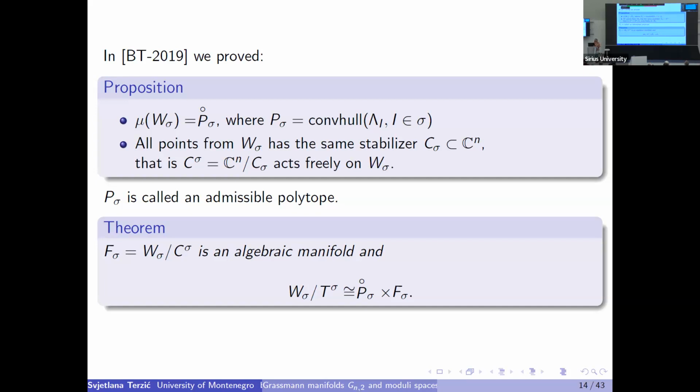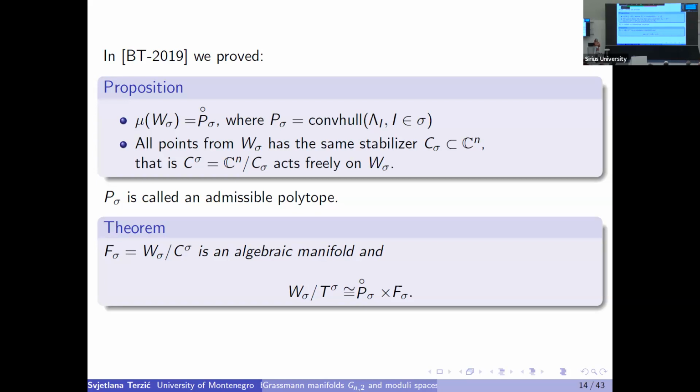And what we proved when we consider this moment map: we proved this theorem that the orbit space W sigma by the action of this algebraic torus, which acts freely on W sigma, is an algebraic manifold, and it holds that the orbit space by the compact torus is homeomorphic to this product. How did we prove that?